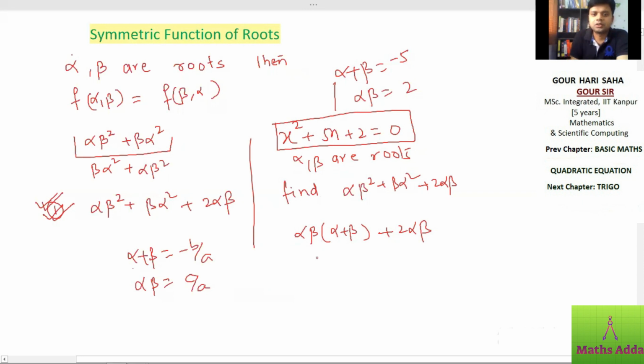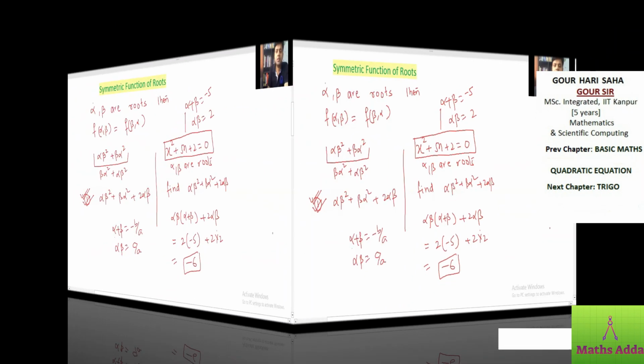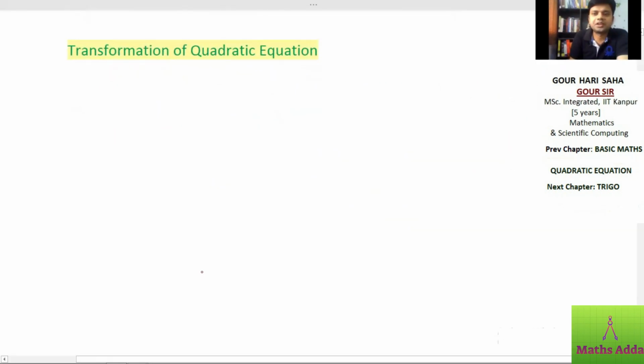Now put it here. So this is equal to 2 into minus 5 plus 2 into alpha beta, which is 2, that is minus 10 plus 4, which is minus 6. This is your answer, right? This is a very small thing. Moving to the next, transformation of quadratic equation.